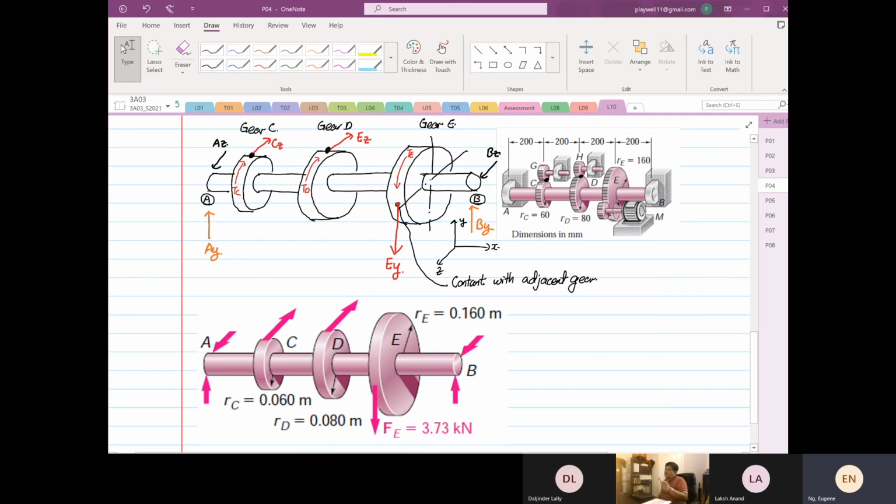So this is where the designing of transmission shaft is our responsibility, because we are taught over here. Material science, they don't teach stuff like what you see now.